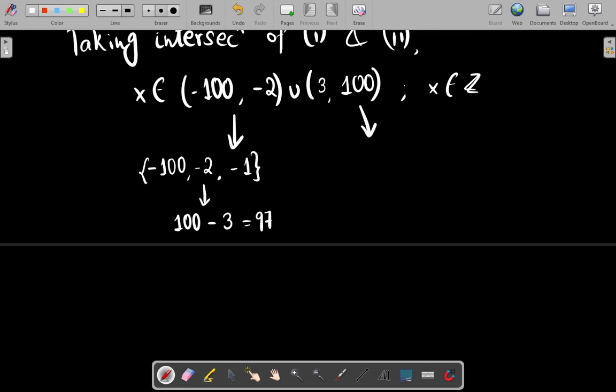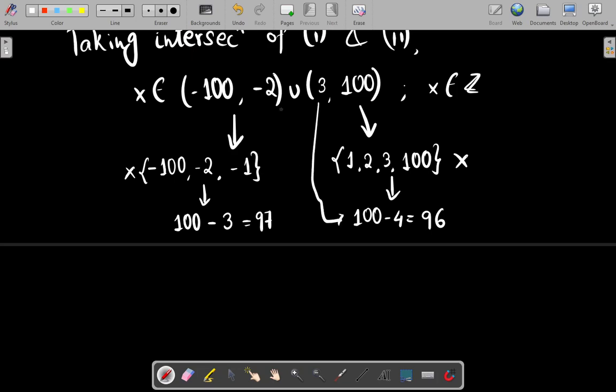Similarly, in the second part, 3 and 100 are excluded, which means the numbers 1, 2, 3, and 100 are discarded, right? These are not present here. If these four were included, it would have been 100, right? But since these four are discarded, there are 96 integers in this set, and 97 in the first part.